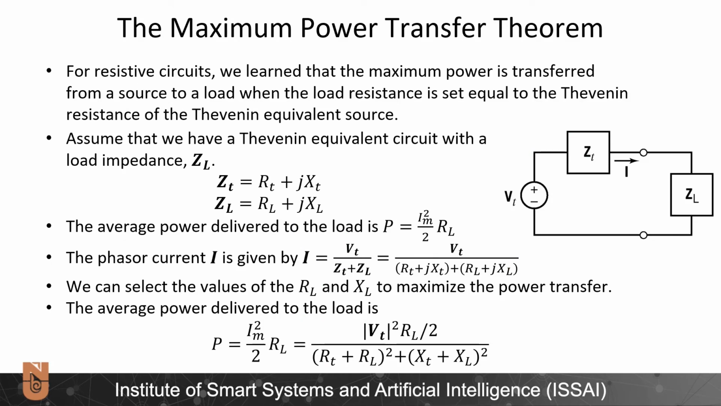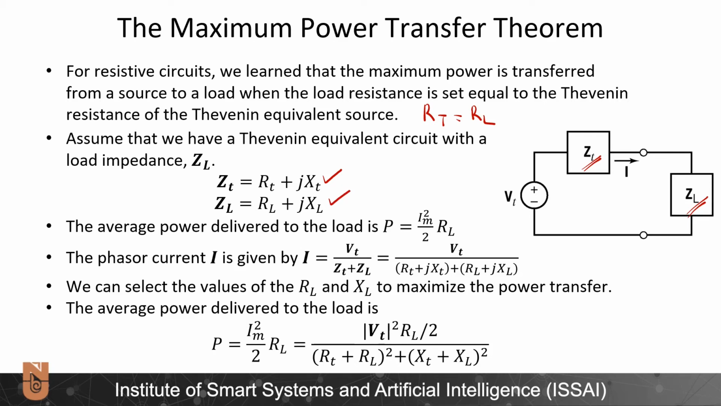For resistive circuits, we learned that the maximum power is transferred from a source to a load when the load resistance is set equal to the Thevenin resistance of the Thevenin equivalent source. In other words, RT = RL. Assume that we have a Thevenin equivalent circuit with a load impedance ZL for an AC circuit. The Thevenin equivalent impedance ZT = RT + jXT, and similarly the load impedance can be written as ZL = RL + jXL.